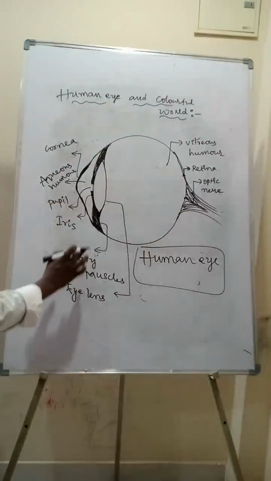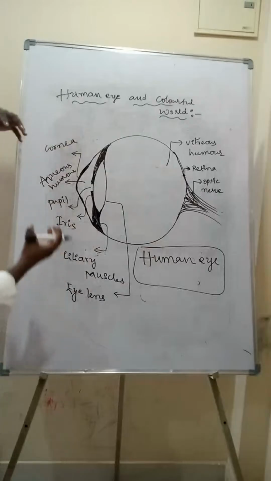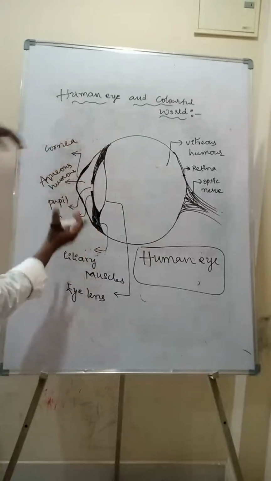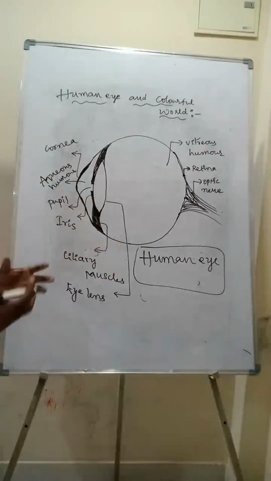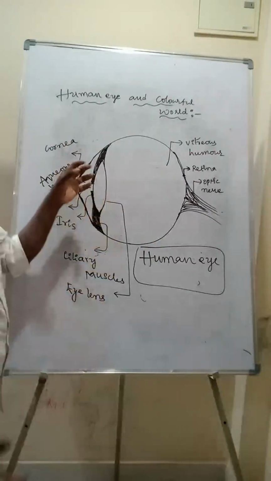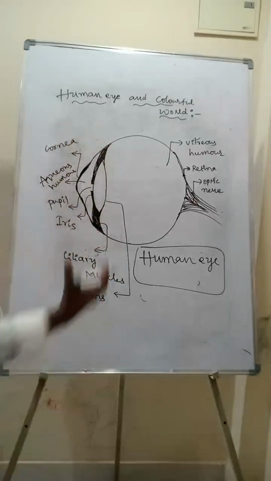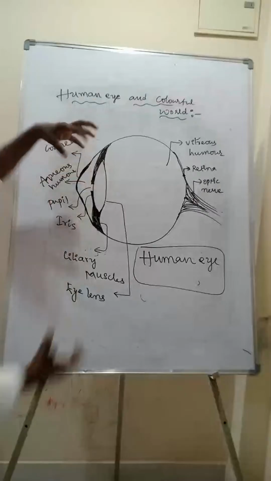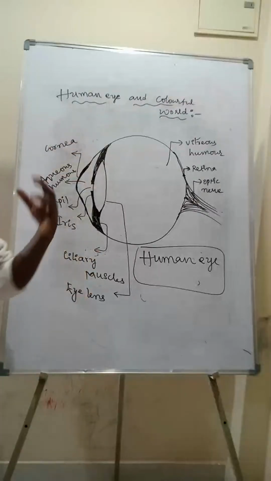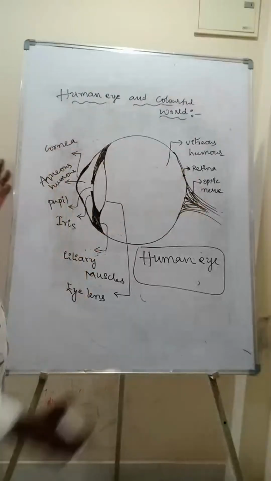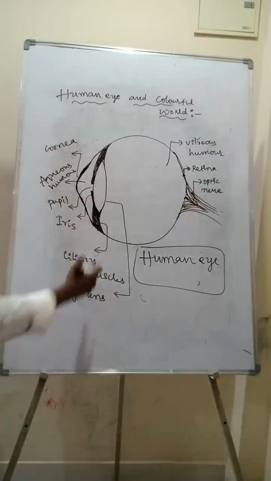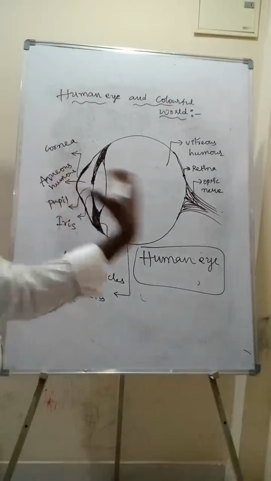Next one, ciliary muscles, which hold the lens. Whenever we want to see a far distance as well as a near distance, the ciliary muscles adjust the focal length. If you are seeing a far distance, our eye lens becomes thin and the focal length increases, so the ciliary muscles will be relaxed. We are able to see a far distance.